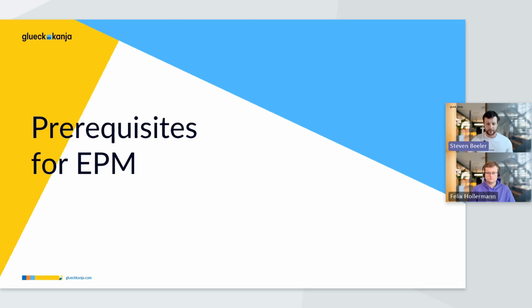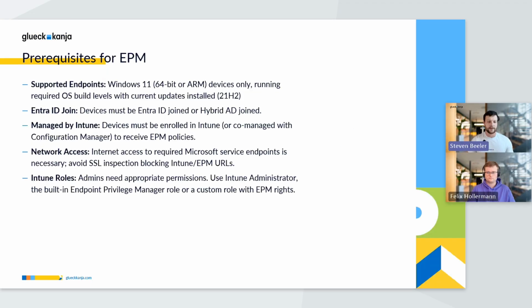Now let's talk about the prerequisites. What do you need in your environment to make EPM work? Of course, it is supported on Windows 11, 64-bit and ARM architecture, which I find personally very nice, that we see more support for this architecture. You also need a minimum OS build level, which is 21H2, so that's pretty old.